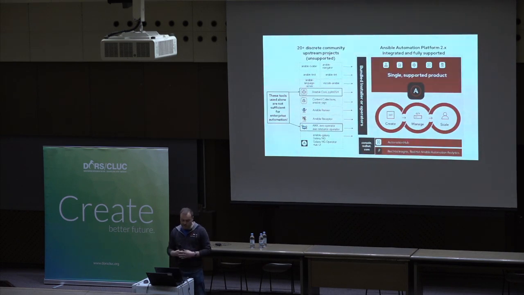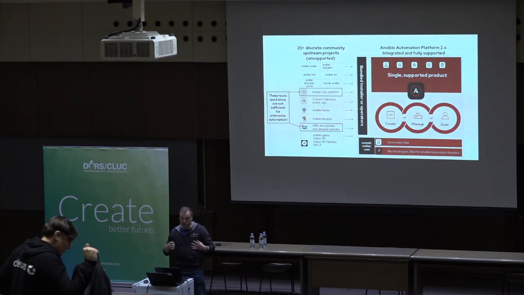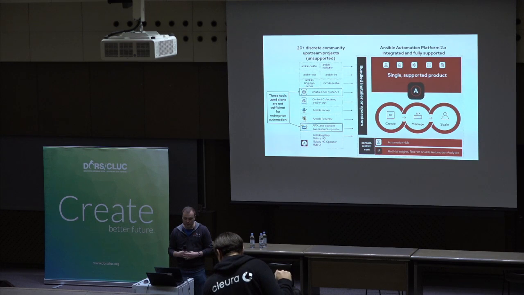On the left side of this slide, we can see that we can use over 20 different separate community projects when we want to use Ansible. When we talk about automation with AWX, we usually think about the AWX project and the Ansible core project. But this is not enough to provide full-scale automation for the enterprise. We need much more. We need to use many more upstream projects.